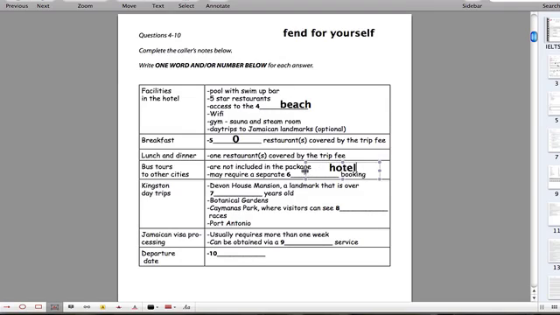Sorry, this isn't lined up very well. Anyway, you know, it should be in there. The man expresses interest in seeing things within the city of Kingston. The woman says Devon House Mansion, a landmark that is over years old, and this is a number as we correctly predicted. It was over 100 years old.